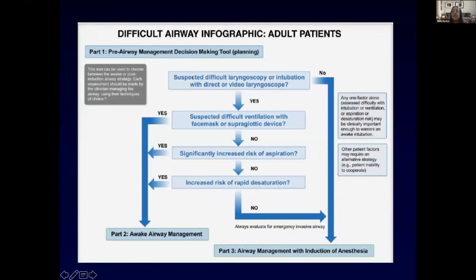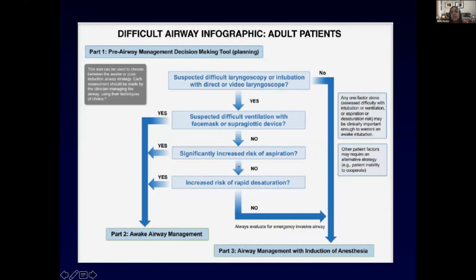So if you have suspected difficult laryngoscopy or intubation with a direct or video laryngoscopy, if it is no, then you can straight away go to induction of anesthesia, right? If you're not expecting direct laryngoscopy or video laryngoscopy to be difficult. But if you have suspected difficult ventilation with face mask ventilation or supraglottic, so even if the intubation may be difficult, is the ventilation going to be difficult with the face mask or supraglottic airway device? Then if it is no, the other question you should ask yourself is, is there an increased risk of aspiration? And there are some patients who have very low reserve, especially critically ill patients who have increased risk of rapid desaturation, right? So these are the three things that you should consider.